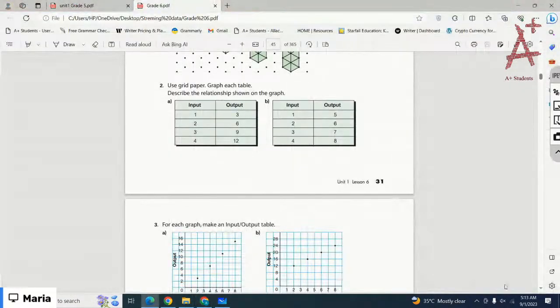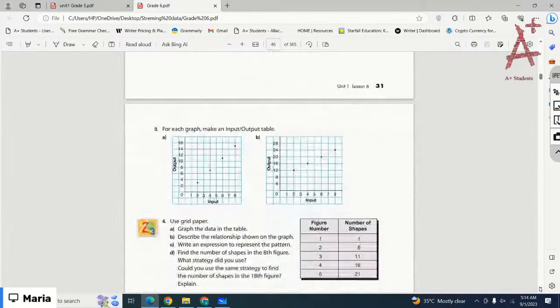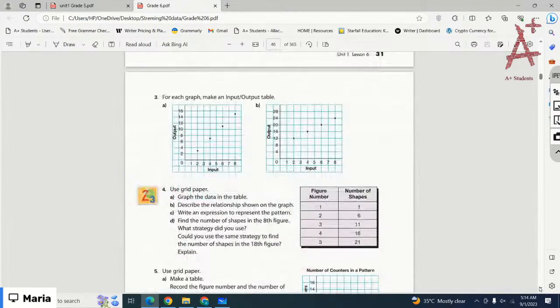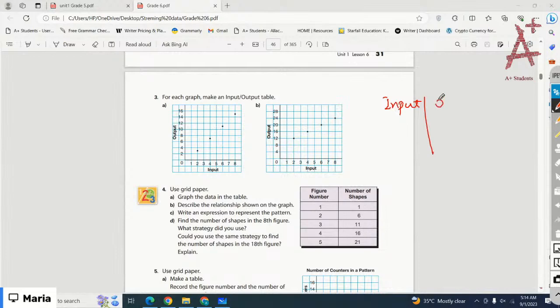Okay, let's start with question number 3. For each graph, make an input output table. You are given the graph, you just have to locate the values on the graph and make a table of the graph, right? So let's just make a table for A part. Input values and output. Input, you have to match the values to the x-axis, right?